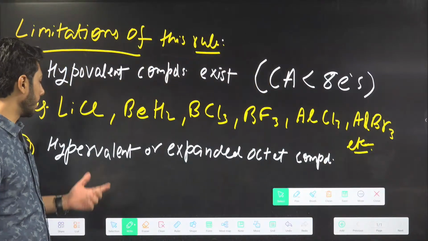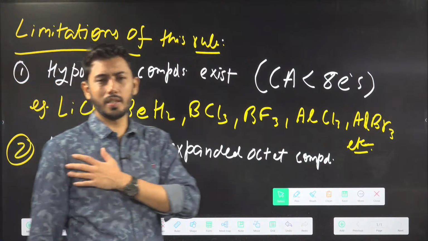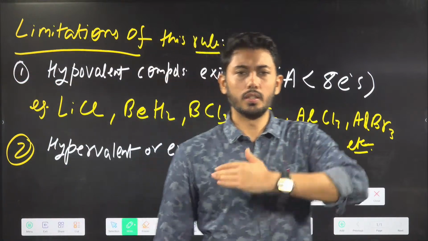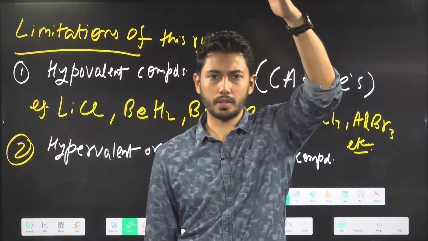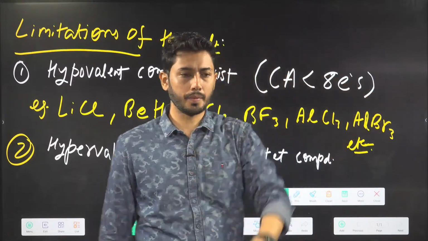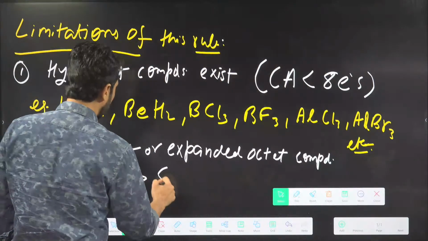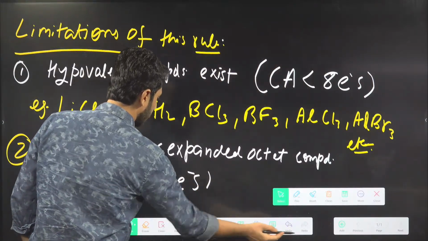So the second category is hypervalent. Hyper, you generally understand; we say this person gets hyper. So the other will be hypo, which is less than 8. Hyper means more than 8. So here you can mention the central atom has more than how many electrons? 8 electrons.